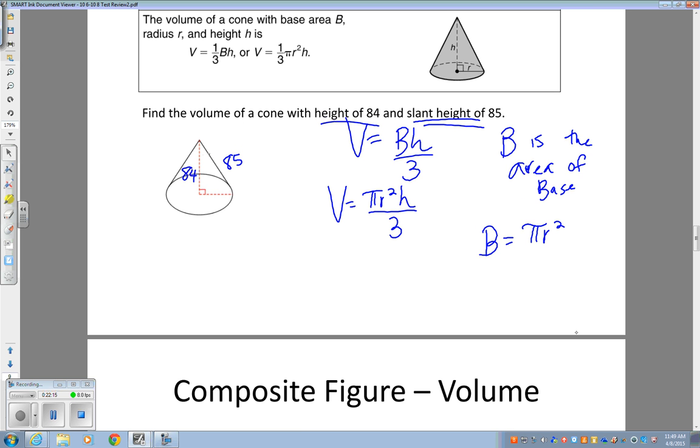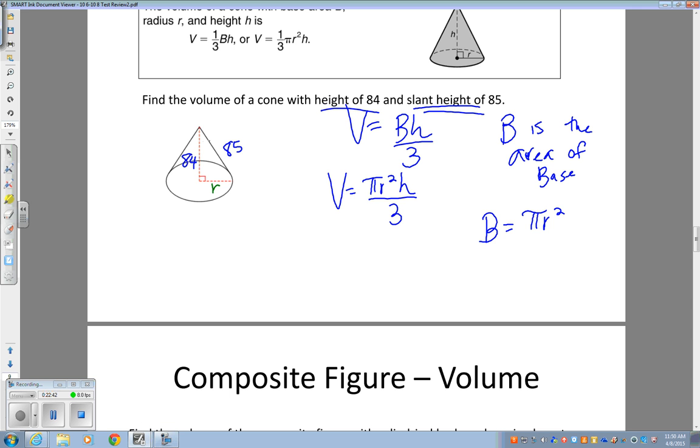In order to do this volume, I need the radius. Everyone see here's where the radius is? You have to use Pythagorean theorem to get to the radius. So you might want to try that now. Pythagorean theorem to get to the radius. It's a whole number.